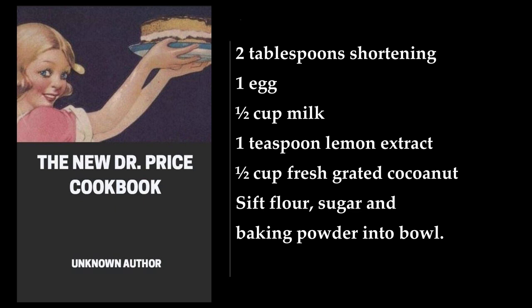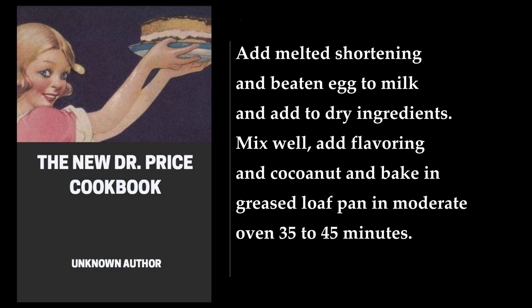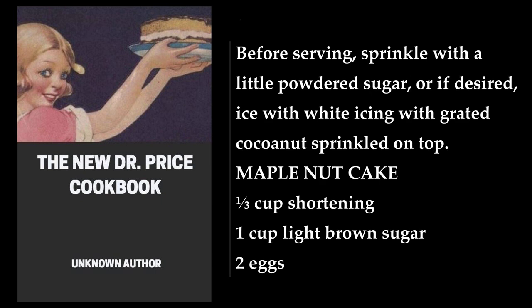Sift flour, sugar and baking powder into bowl. Add melted shortening and beaten egg to milk and add to dry ingredients. Mix well, add flavoring and coconut and bake in greased loaf pan in moderate oven 35 to 45 minutes. Before serving, sprinkle with a little powdered sugar, or if desired, ice with white icing with grated coconut sprinkled on top.